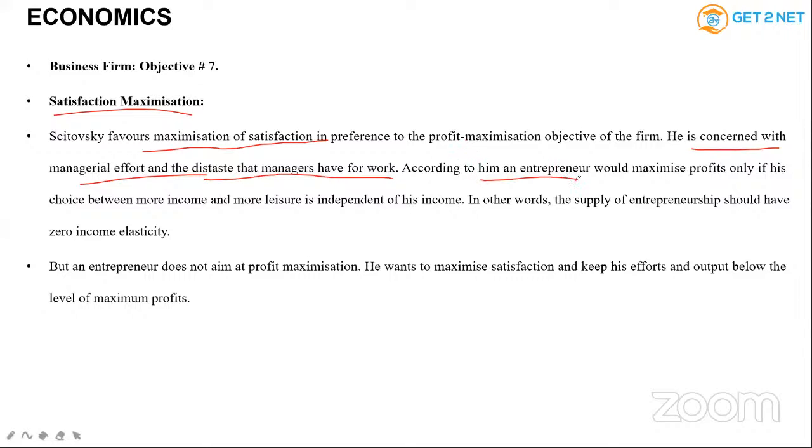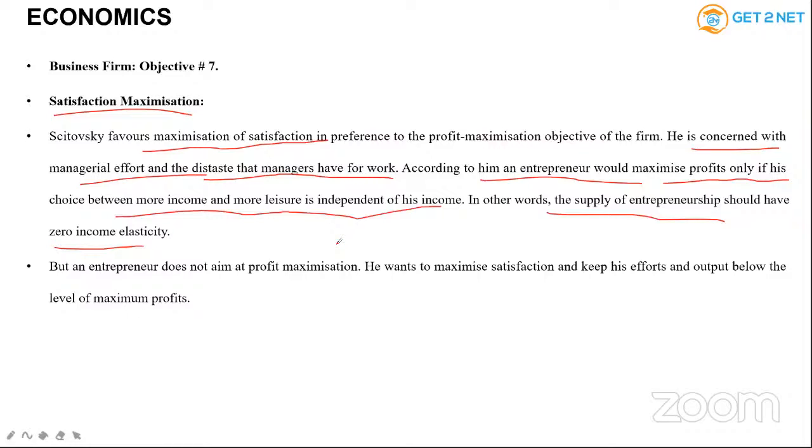According to him, an entrepreneur would maximize profits only if his choice between more income and more leisure is independent of his income. So what is he saying? If we look at an entrepreneur, his profit will be maximum when he works happily, and so he will earn more income. So in other words, the supply of entrepreneurship should have zero income elasticity. When we talk about supply of entrepreneurship, the context of zero income elasticity should come there.